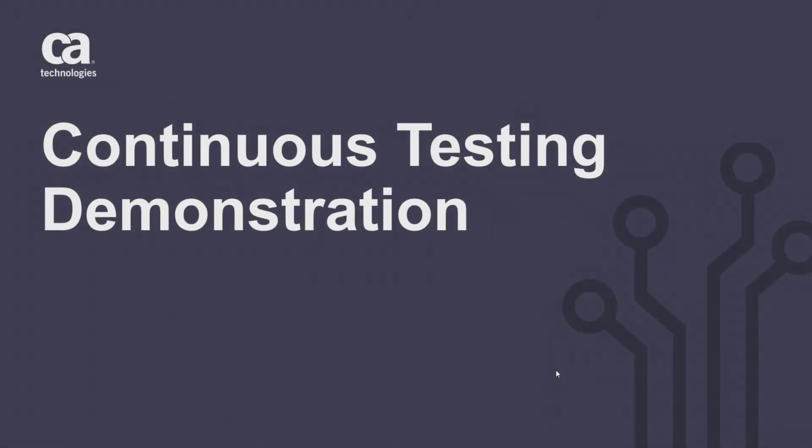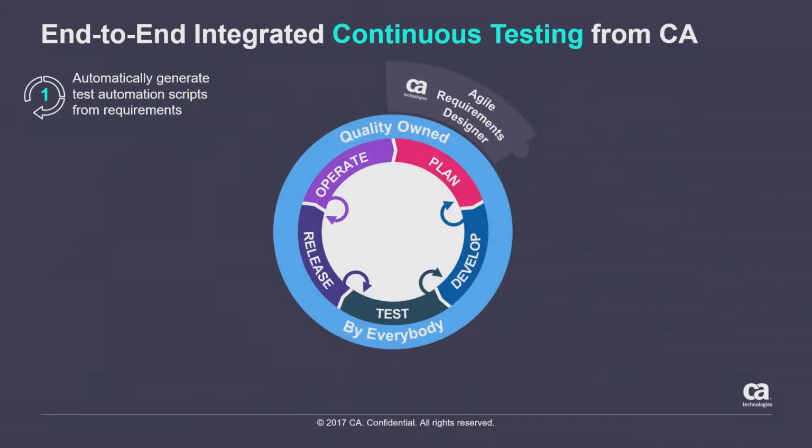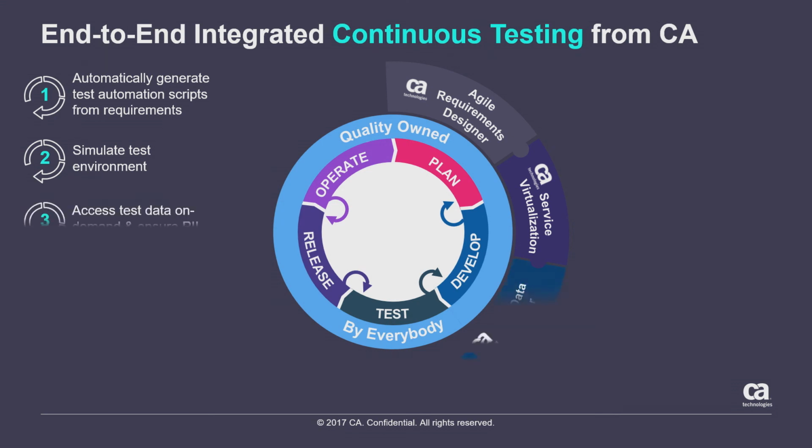So that concludes our demonstration. And what we just showed you was how we could take our requirements from Agile Central, refine those in Requirements Designer, and generate our test cases. We then used our service virtualization product to create a virtual service as part of our development testing. We used our test data management product to create synthetic test data.